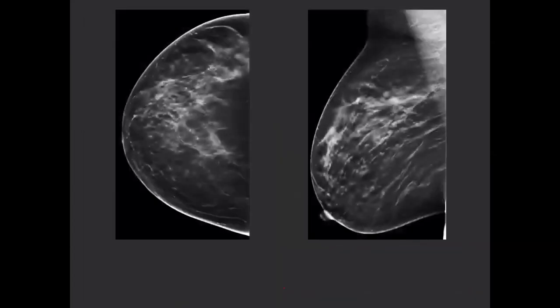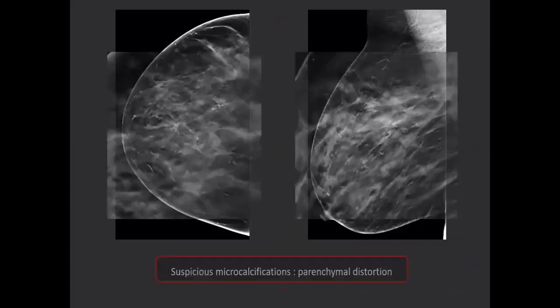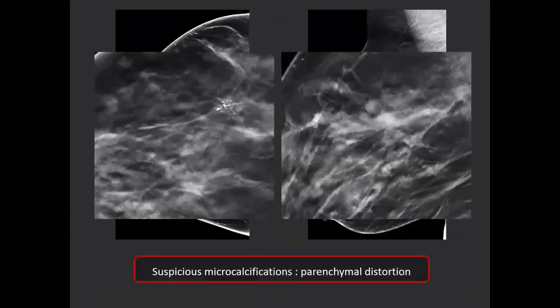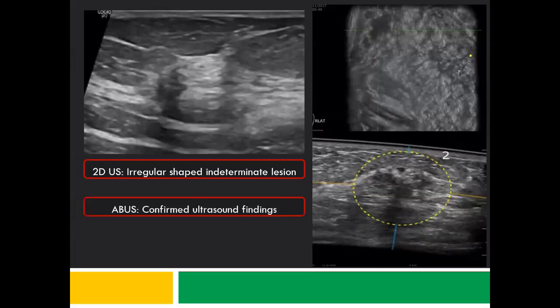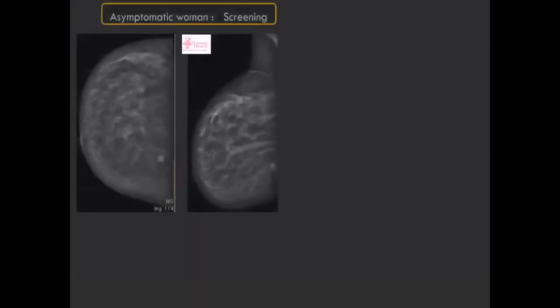This was her tomosynthesis examination, and on tomosynthesis, we can see that the microcalcifications became more evident, and now we can say that we have suspicious groups of microcalcifications within the right breast. She was referred for the 2D ultrasound examination, and this was her automated breast ultrasound examination, the ABUS, which confirmed the presence of a hypoechoic irregular spiculated mass lesion that was biopsied and revealed an invasive duct carcinoma.